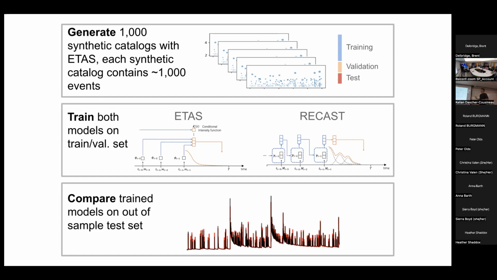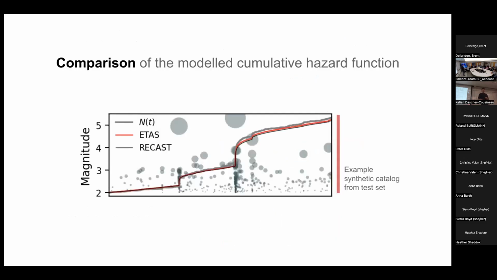So just walk you through the process here. We generate 1,000 synthetic catalogs. Each of those contains roughly 1,000 events or so. We then train both an ETAS and recast model on this set of data sets, and then we can compare the performance of these two models. Let's dive right in.